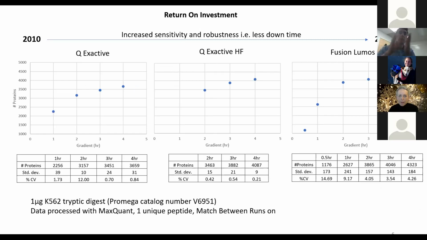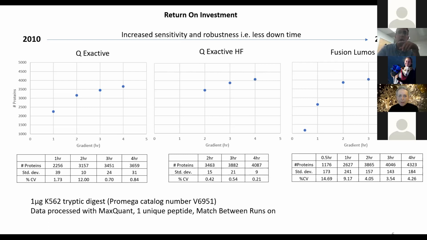So with this increased sensitivity and robustness, that is less downtime on the instruments, the sensitivity gains have been pretty good. We've seen the high end, a 4-hour run, yielding something like 4,500 proteins. And this is with a QC we've been running for a very long time. It's a tryptic digest from Promega. Promega helped MS Bioworks start up in 2010. And so you can order it from them.